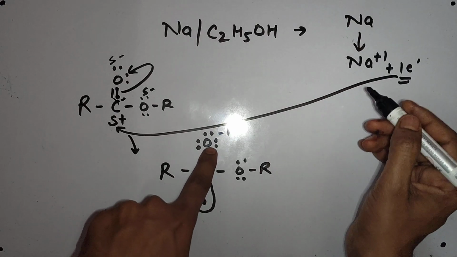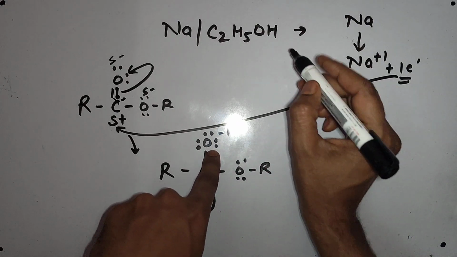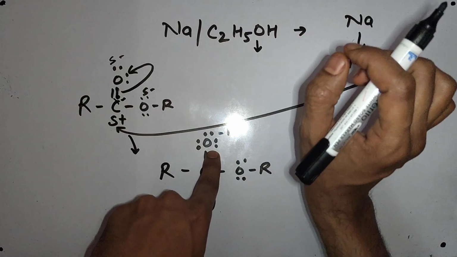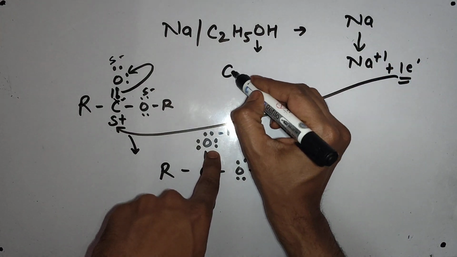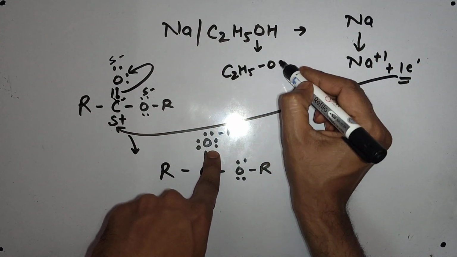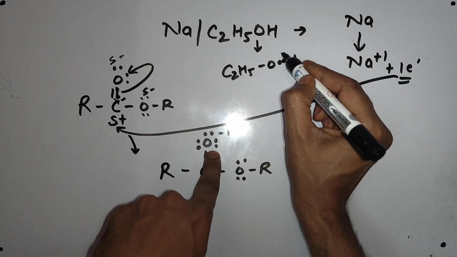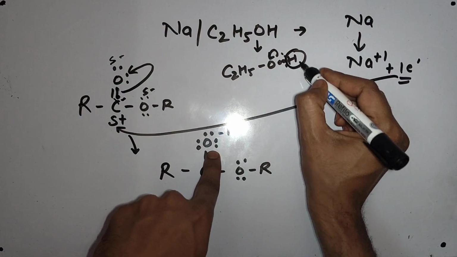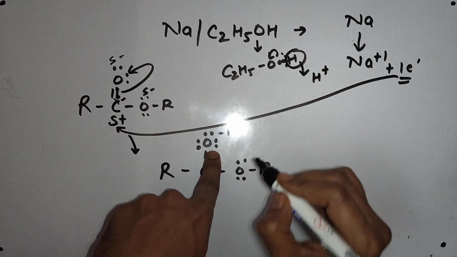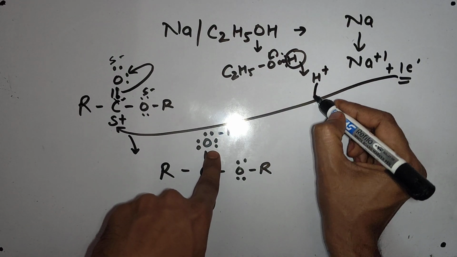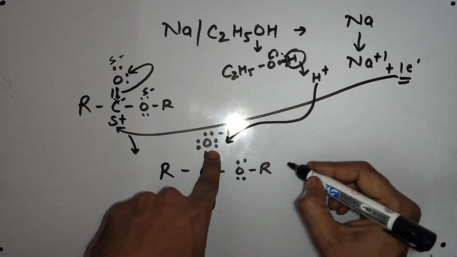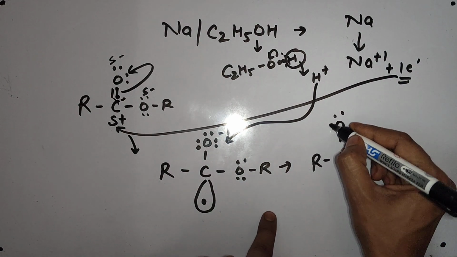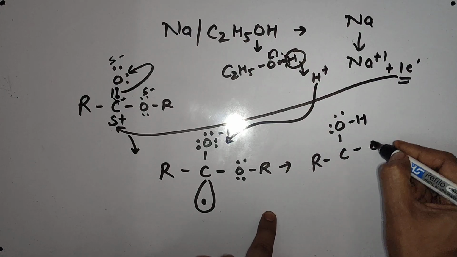Now this O negative will be satisfied by C2H5OH, ethanol. Ethanol is slightly acidic in nature, so C2H5OH always breaks like this: oxygen breaks its bond from hydrogen, and H positive is released. This H positive will combine with oxygen to give you this.